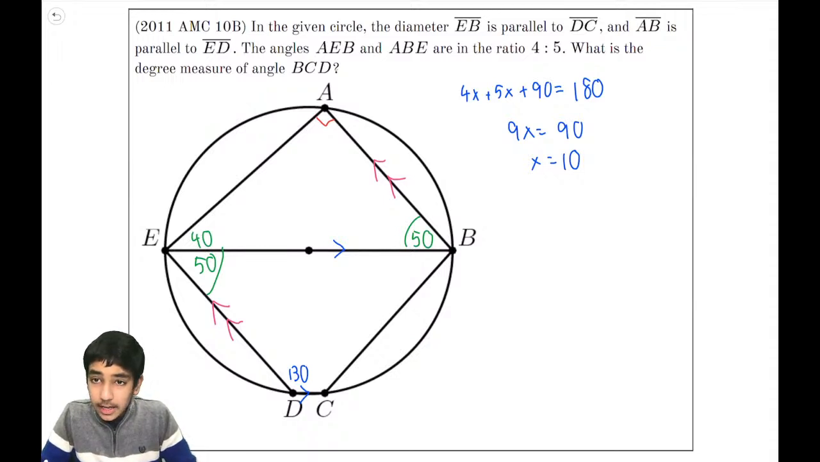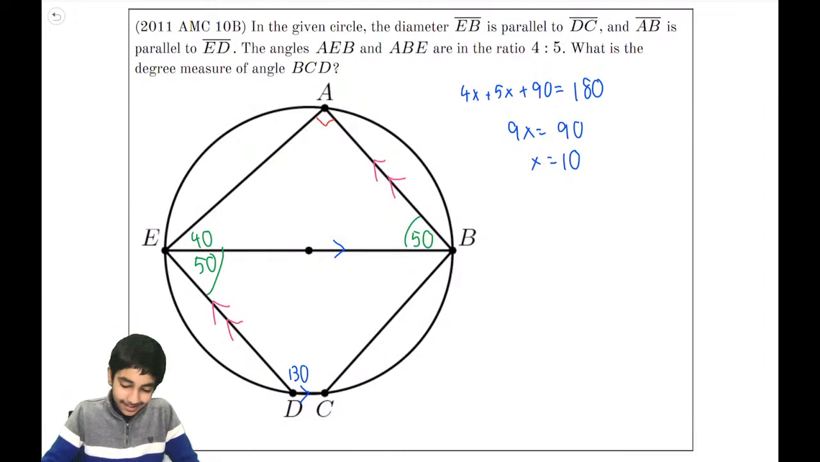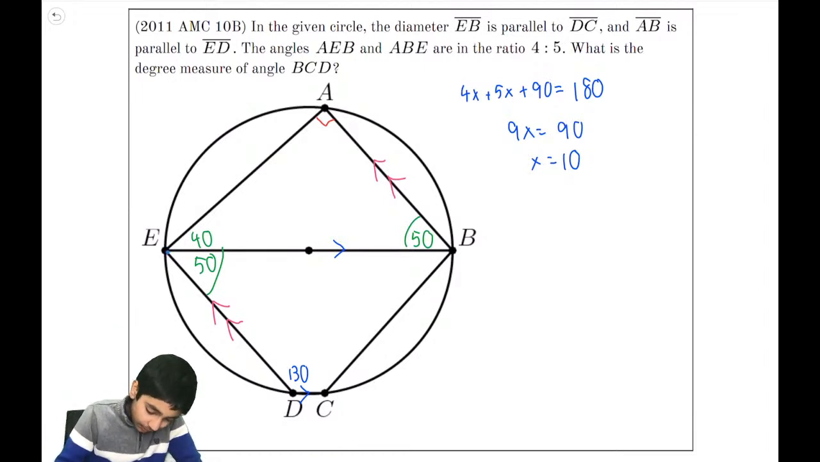BC is not parallel to EA, so EBC actually won't be 40. It's not given anywhere in the problem that BC is parallel to EA, so it's not actually going to be. Yeah, someone mentioned in the chat, BECD is cyclic. Exactly. BECD is a cyclic quadrilateral. This is a cyclic quadrilateral.